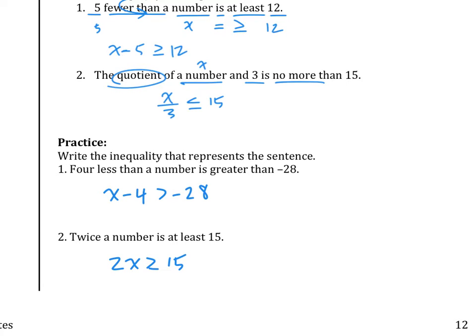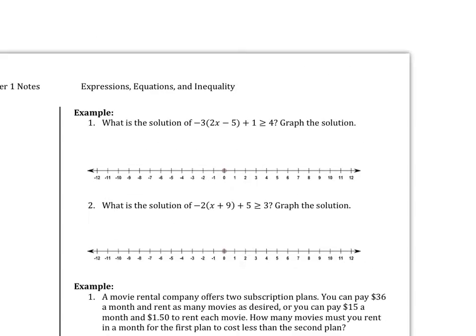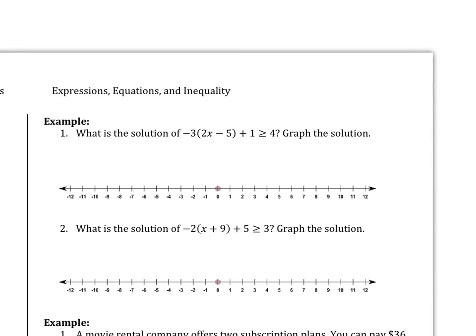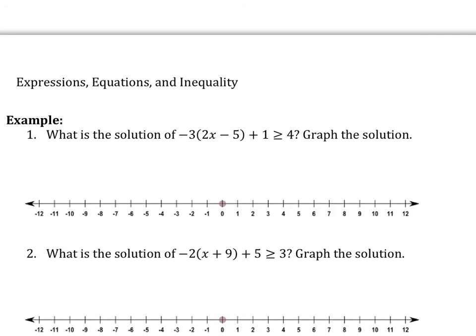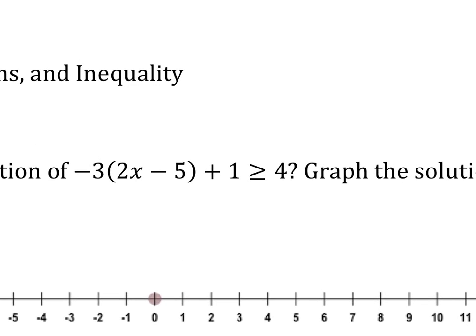Okay, did you get these questions right? All right, now let's go ahead and try to solve these. Let's look at this question. What is the solution of negative 3 times parentheses 2x minus 5 plus 1 greater than or equal to 4? Graph the solution. So how should we solve this? Well, there are a few things you can do.